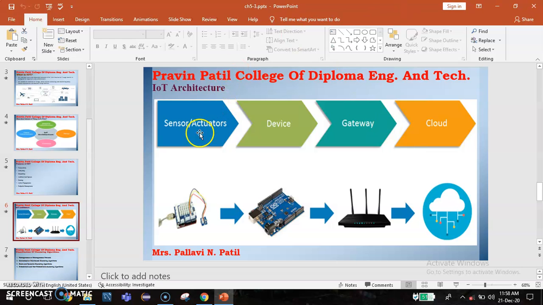These are the architecture of the IoT, and these are the different components we are using in the IoT, like a sensor, device, gateway, and cloud.